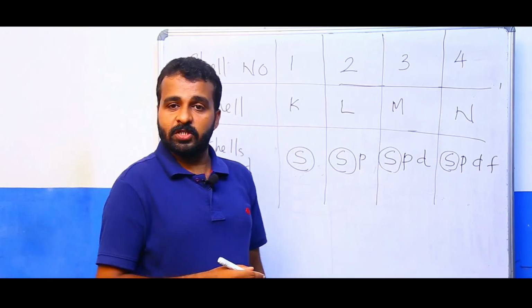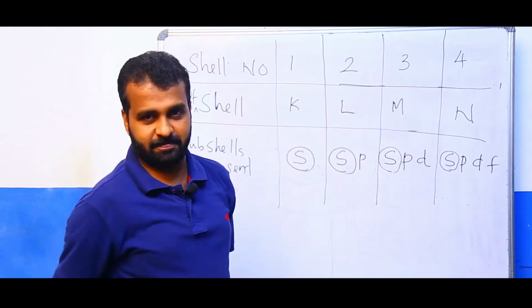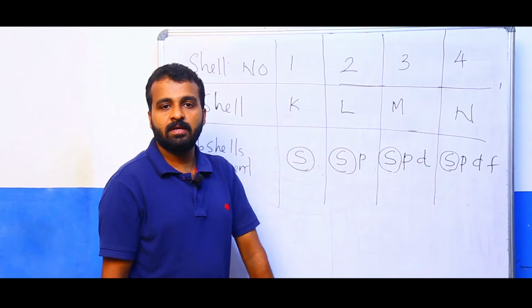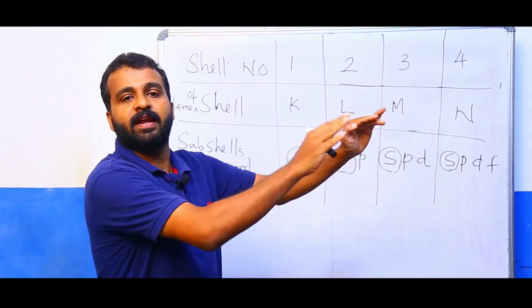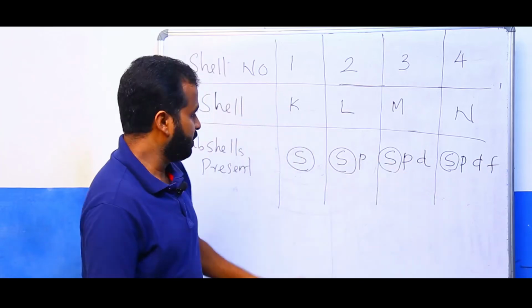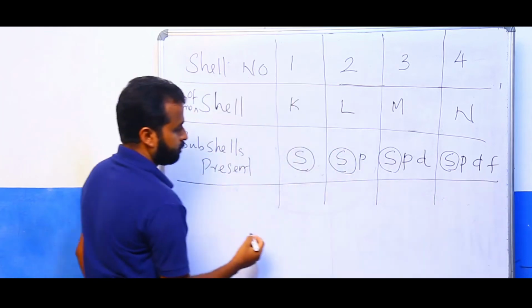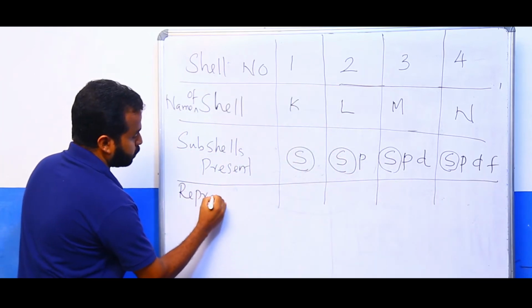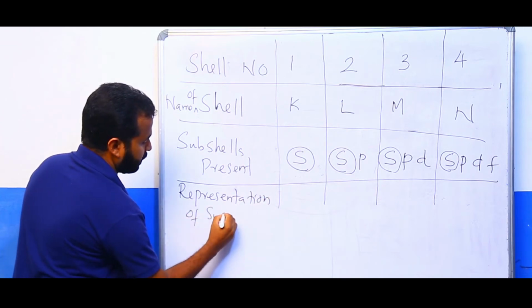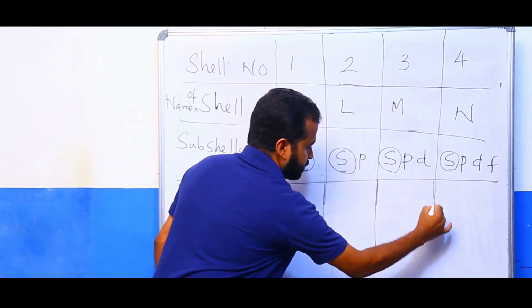We have already studied that in shells electrons are filling in the increasing order of energy. In the same manner, in subshells, electrons are filling in the increasing order of their energy. Before that, how can these subshells be represented? We have one more column. Listen. Representation of subshell. How are subshells represented?